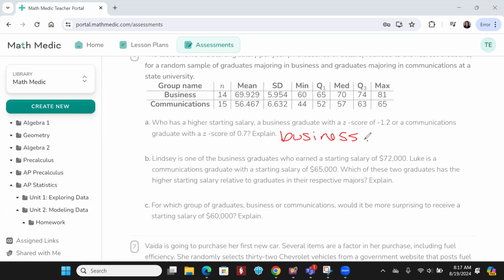On B, Lindsay is one of the business graduates who's earning a starting salary of 72,000. Luke is a communications graduate. His starting salary is 65,000. Which of these two graduates has a higher starting salary relative to the graduates in their respective majors? Luke. Okay, why? Well, he's using the max of communications graduates, whereas Lindsay is just a little bit above the median. Okay. So Lindsay would have a z-score of what?